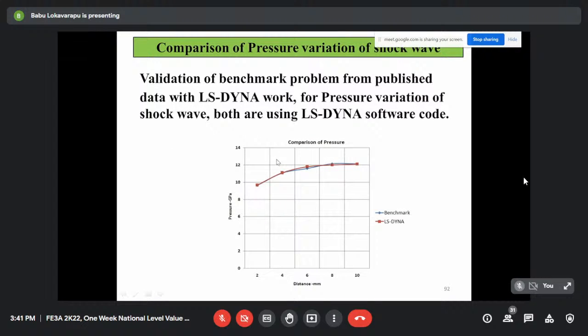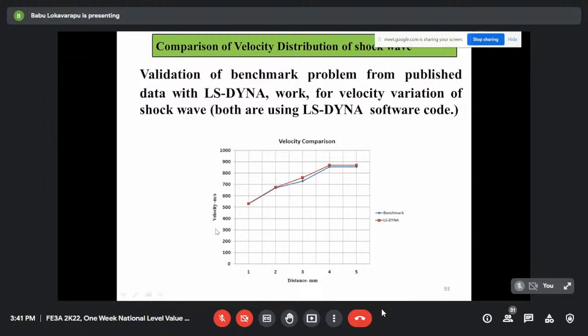And also, we have compared with the published result, which they have done using LS-DYNA, which is publicly available in the literature, with our results. You see the pressure wave is almost the same trend and matching. We have done this benchmarking. And also see this variation in velocity. Velocity variation is also matching very well. They're almost the same trend, with slight variation.